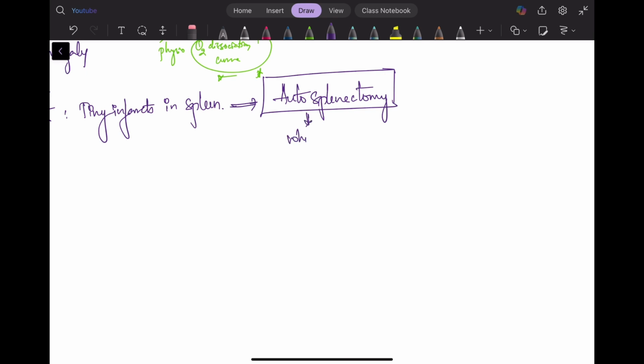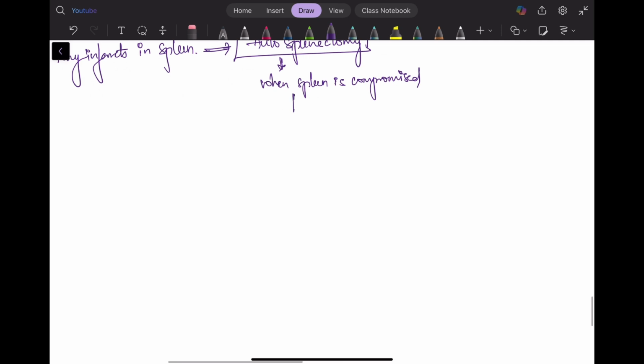So when your spleen is compromised, you get a concept or an MCQ or a 3-marker on the peripheral smear: what do you see? Anyone? Yes, that is your Howell-Jolly body.